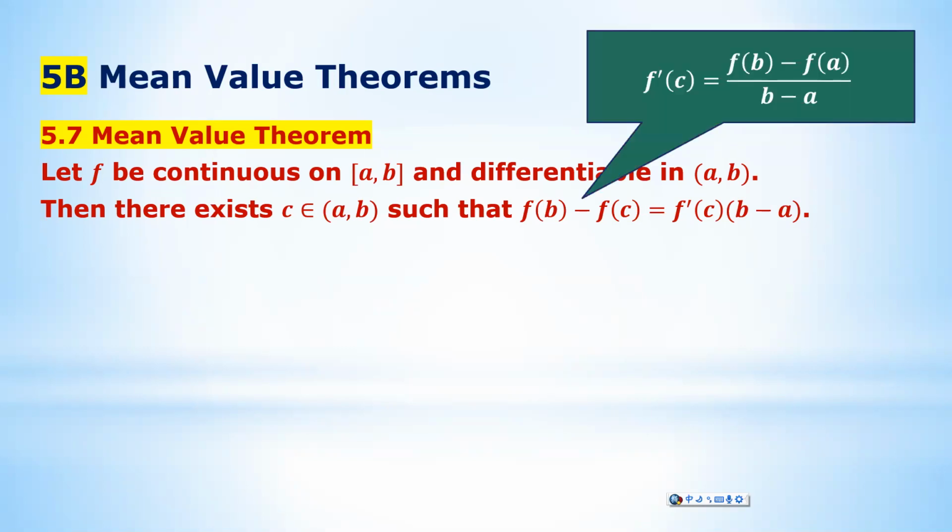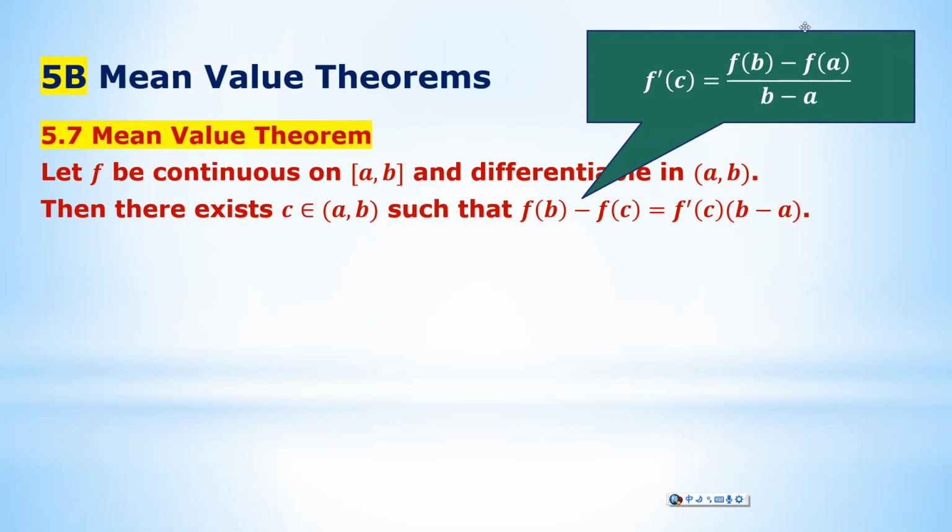Now, another way to look at this result is like this. If you divide by b minus a on both sides, this formula simply says that there is a c so that the derivative at c is equal to this quotient, that's f(b) minus f(a) divided by b minus a. So this is another way to express the result of the mean value theorem. Now here I want to explain to you what is the meaning of this quotient.